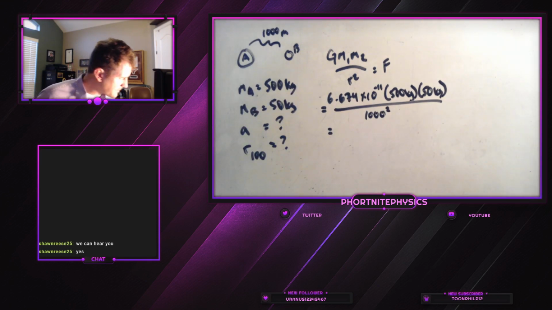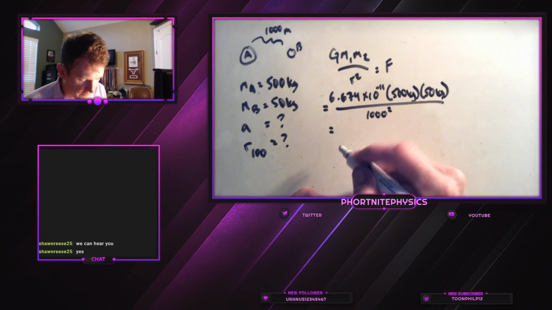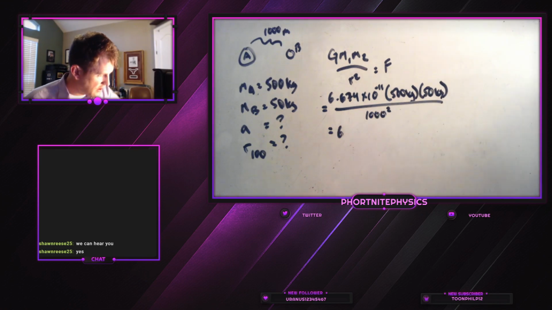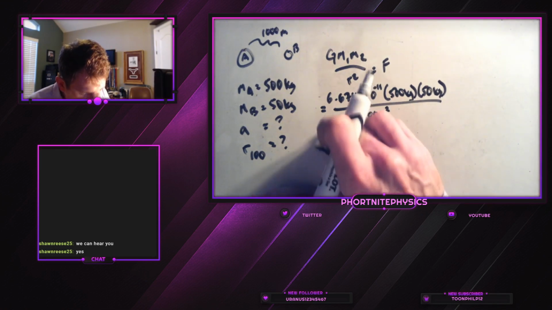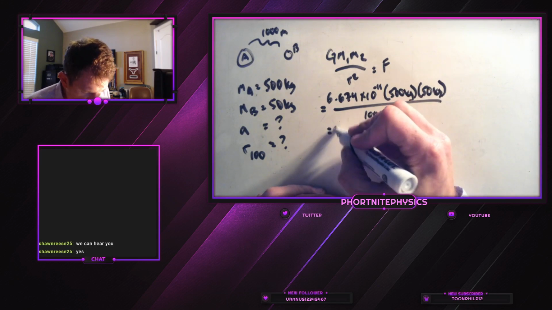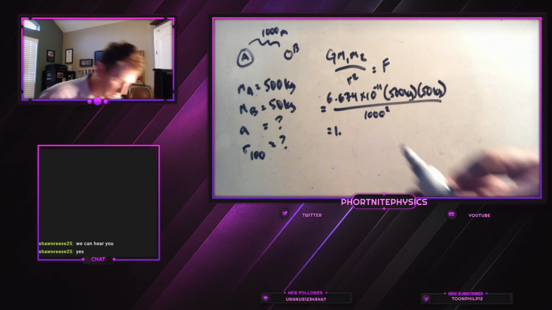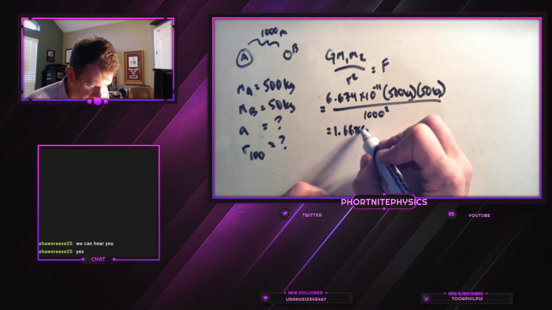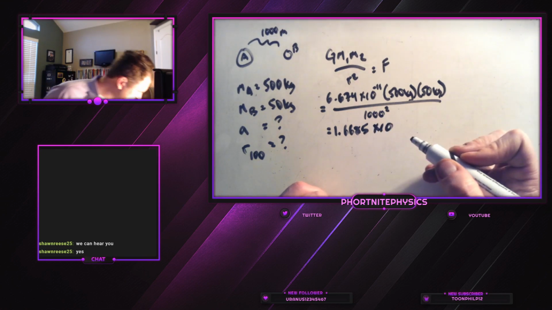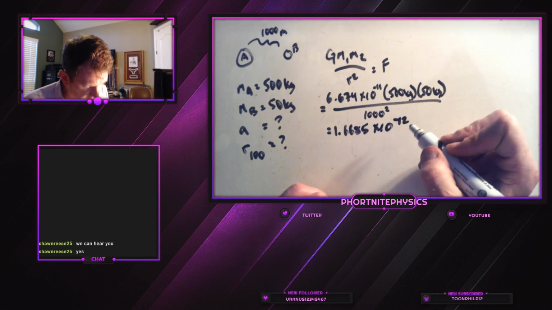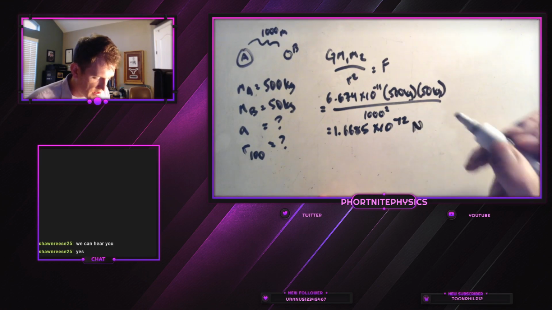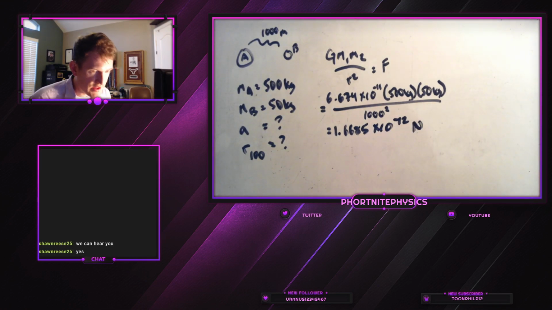So that tells us that our force on each one is 1.6685 times 10 to the negative 12. I should have put these closer together. Times 10 to the negative 12 newtons. Now, that's very, very small, but it's not nothing.